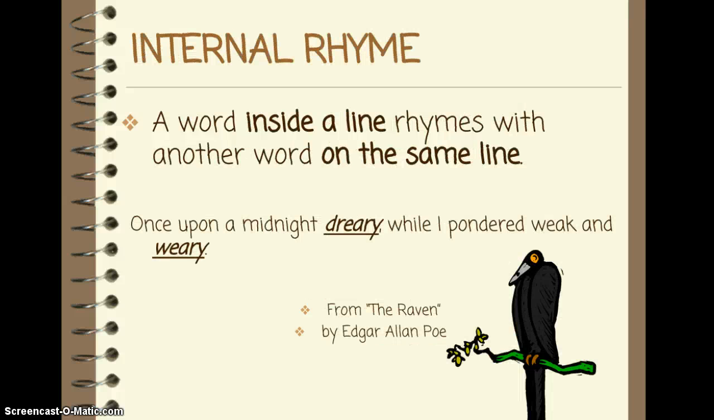We have internal rhyme. Internal rhyme is when a word inside a line rhymes with another word on the same line. So within one line, we have words that rhyme. For example, Edgar Allan Poe's The Raven has a line that says, "Once upon a midnight dreary, while I pondered, weak and weary." Okay, so that just on that one line, we have dreary and weary. Those rhyme on the same line, so that's internal rhyme.